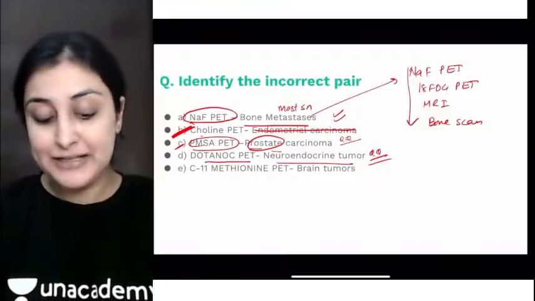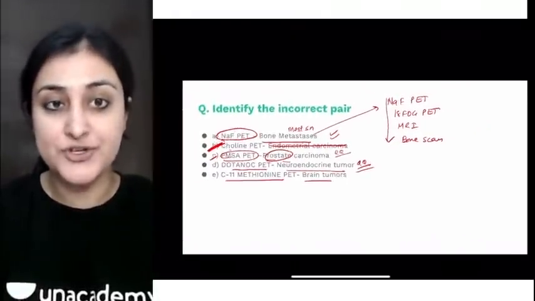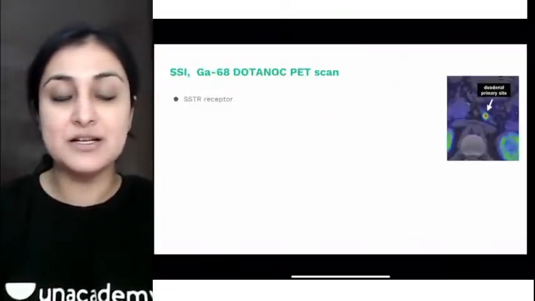Okay, DOTANOC PET, I will tell you more about it. C11 methionine PET, not very important, for brain tumors. Okay, so DOTANOC and PSMA PET, definitely remember. PSMA is prostate-specific membrane antigen.